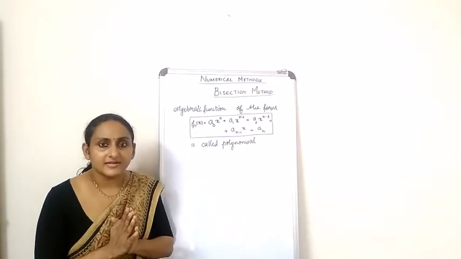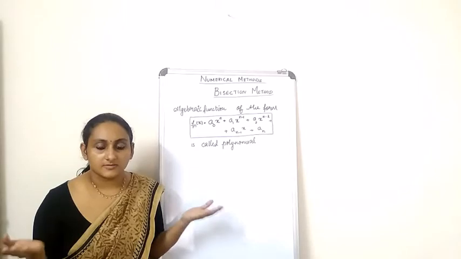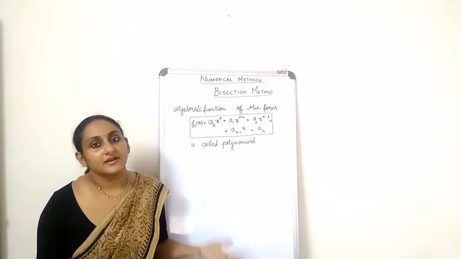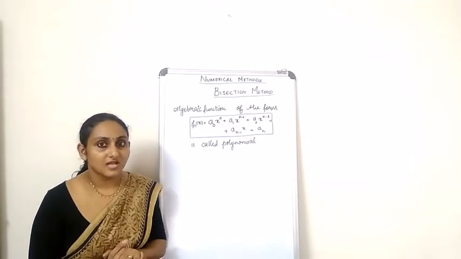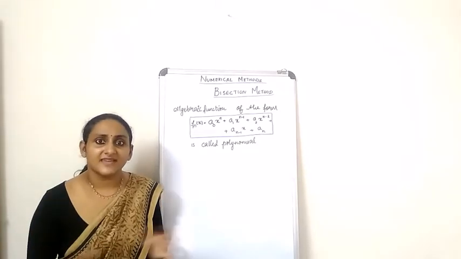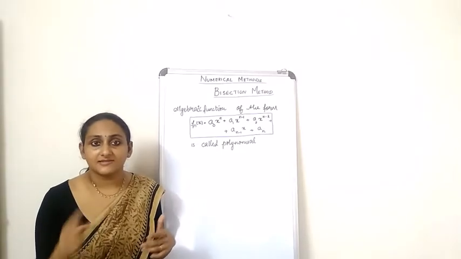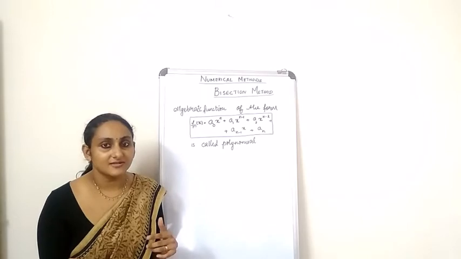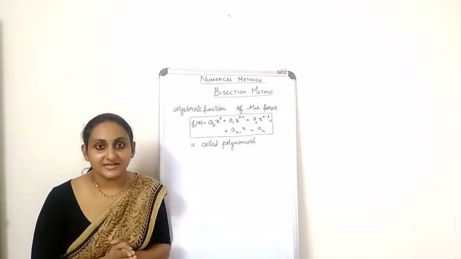The ultimate objective of our whole study of the bisection method is to find the roots of equations of the form f of x is equal to 0. Now this f of x can be either algebraic or another kind of function I mentioned before, but I hope you remember it. What is that other function? Yes, you are correct. That is nothing but transcendental functions.